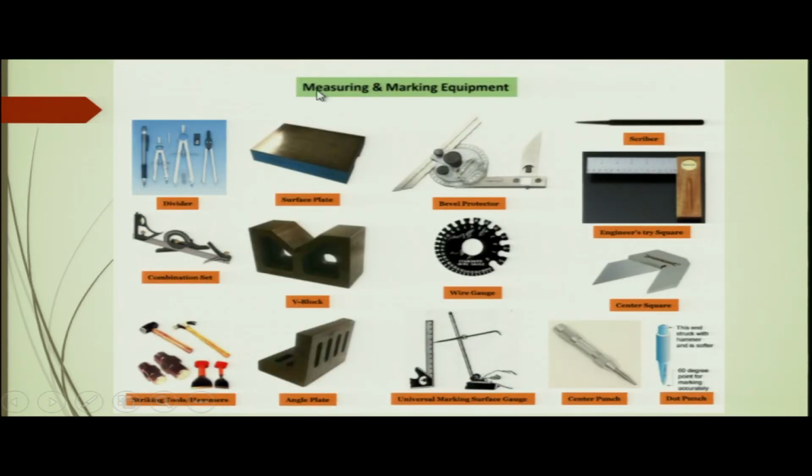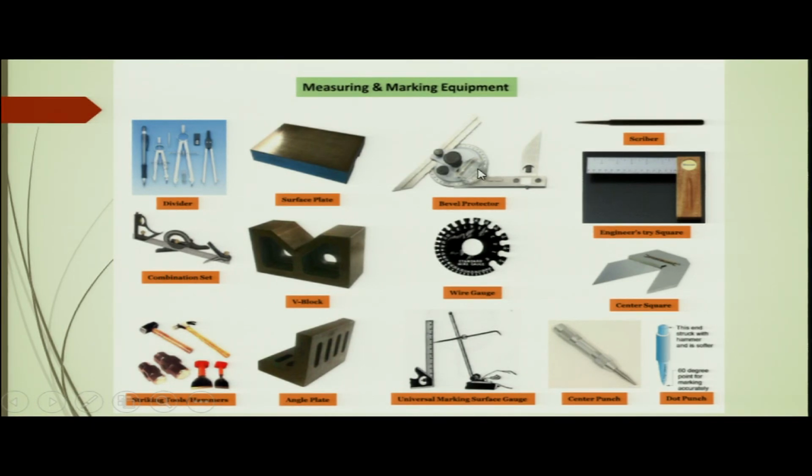Here you can find measuring and marking equipment. These are the dividers, like in the geometry box that you get. This is the surface plate, which is absolutely flat. This is the V block, and the V block is used to place the cylindrical part so that the cylinder's axis remains coaxial. If you put a cylinder here and rotate it, you can make sure that the rotation is always around the axis of the cylinder.